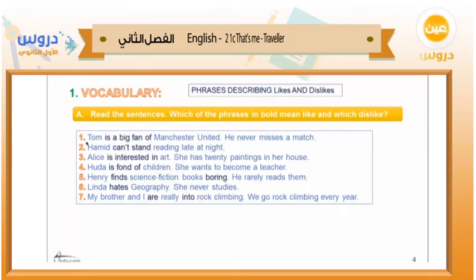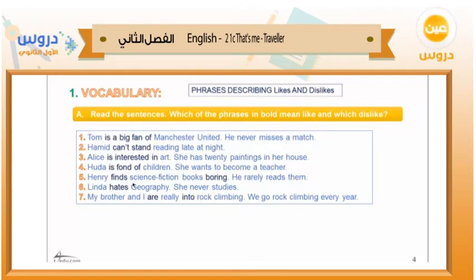Let's read it together. Number 1. Tom is a big fan of Manchester United. He never misses a match. Number 2. Hamid cannot stand reading late at night. 3. Alice is interested in art. She has 20 paintings in her house. Number 4. Huda is fond of children. She wants to become a teacher.